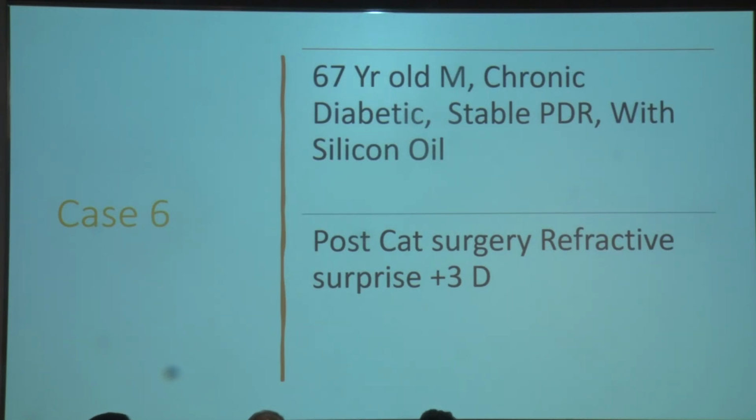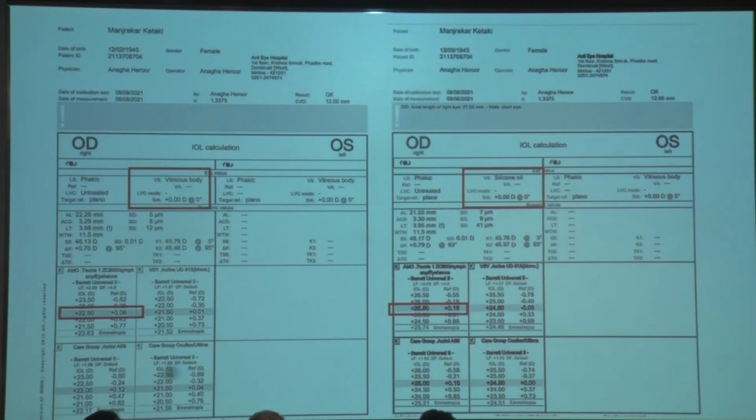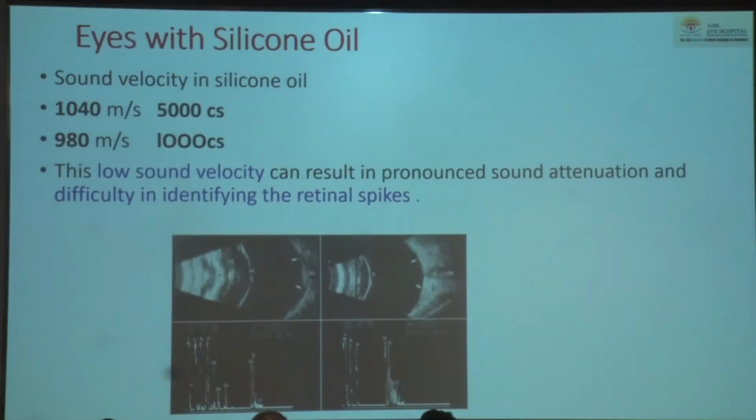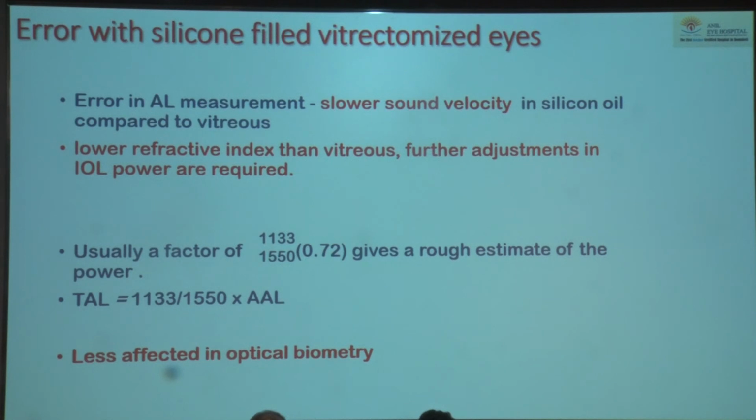Another case, a chronic diabetic, stable PDR with silicone oil, post cataract surgery surprise. You have to actually check whether the vitreous body has been mentioned as silicone oil or not. On your left you can see a Barrett Universal 2 giving you 22.5, whereas actually it is 25.5. So all these make a difference. In eyes with silicone oil, remember there is a low sound velocity which can cause pronounced sound attenuation and difficulty in identifying the spikes, and that is why this is less affected in optical biometry. There is a lower refractive index than the vitreous.